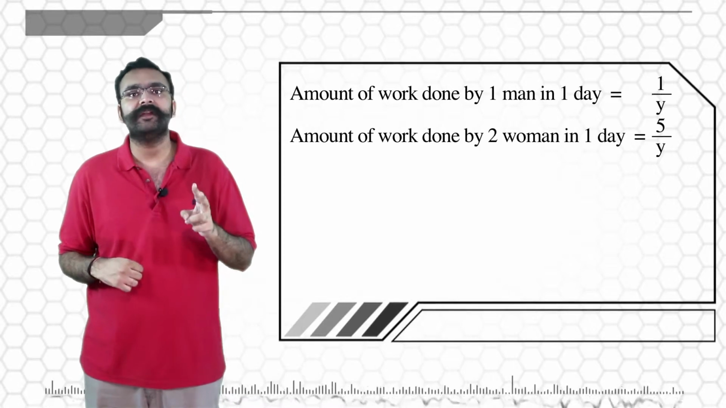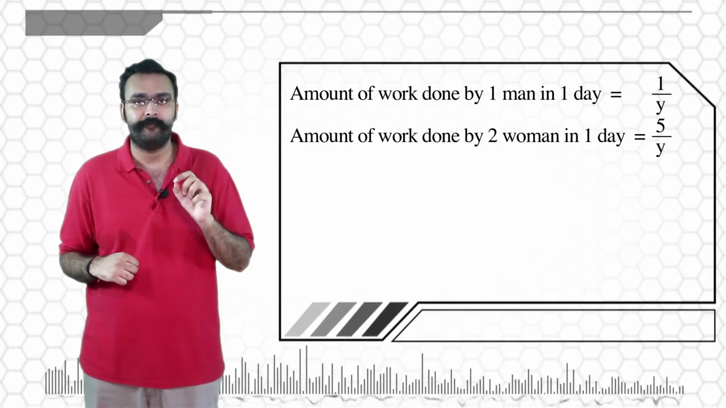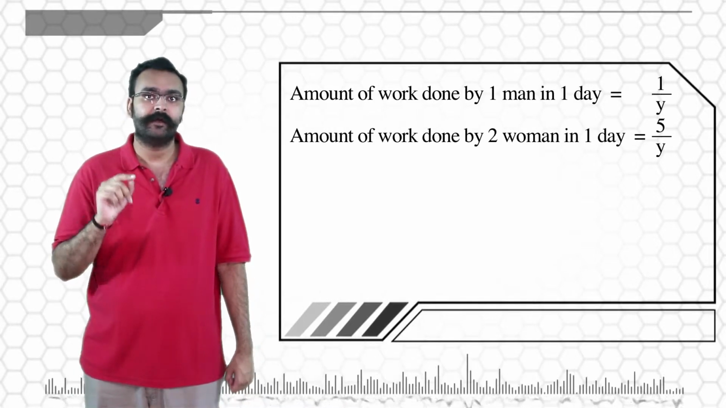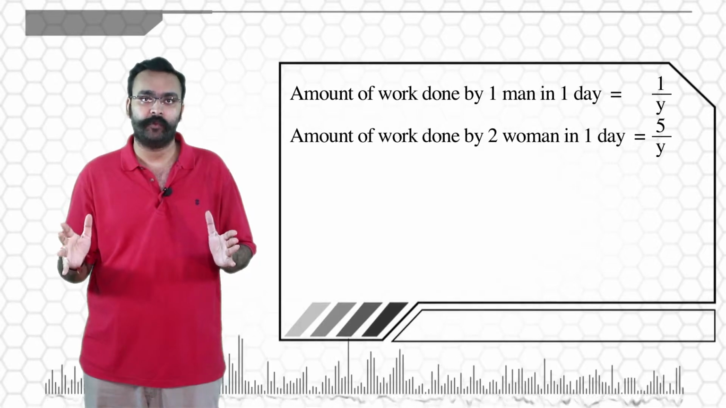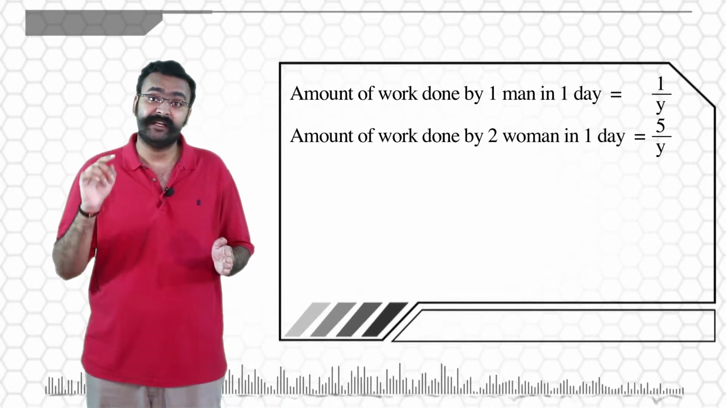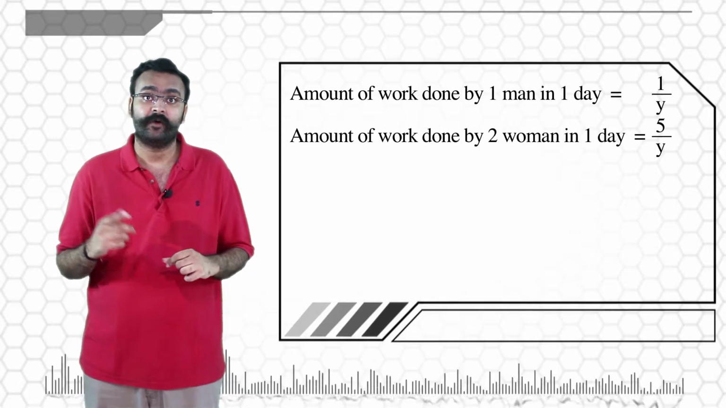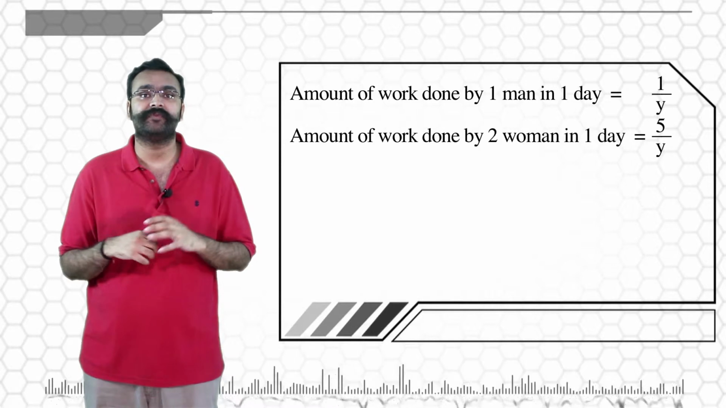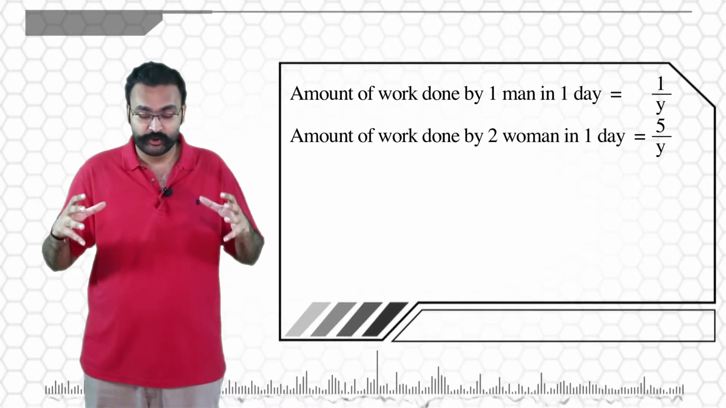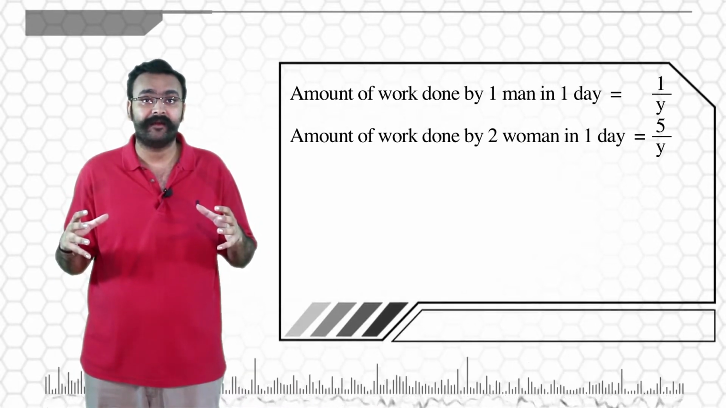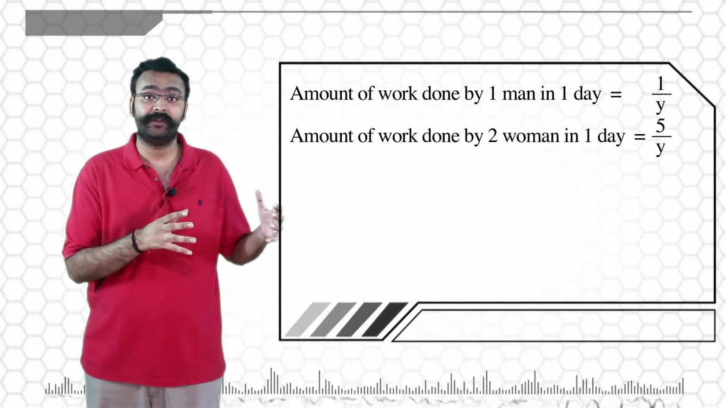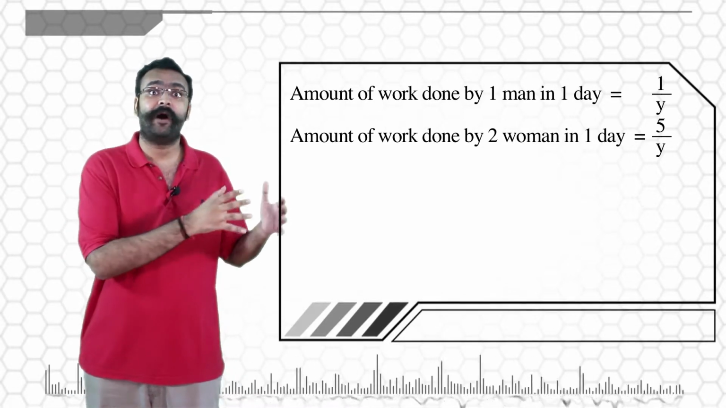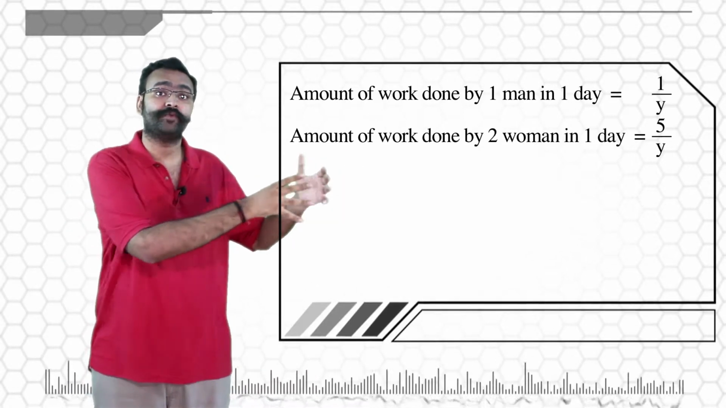That means this combination of 2 women and 5 men, in one day, finish 2 by x plus 5 by y amount of work. We can actually determine how much work this is. Why? Because we know that collectively they will take 4 days to finish the job. So the total amount of work they do in one day must be 1/4 the total work required. Just like if one woman takes x days, in one day it's 1 by x.